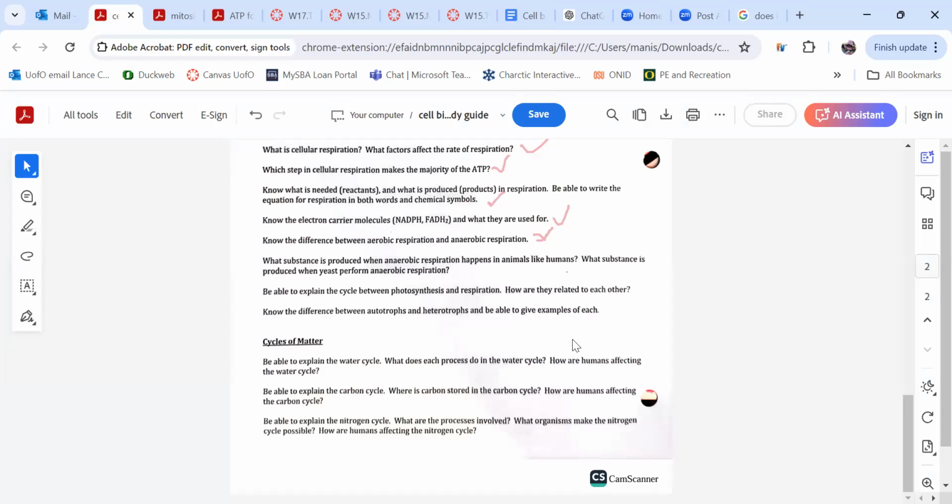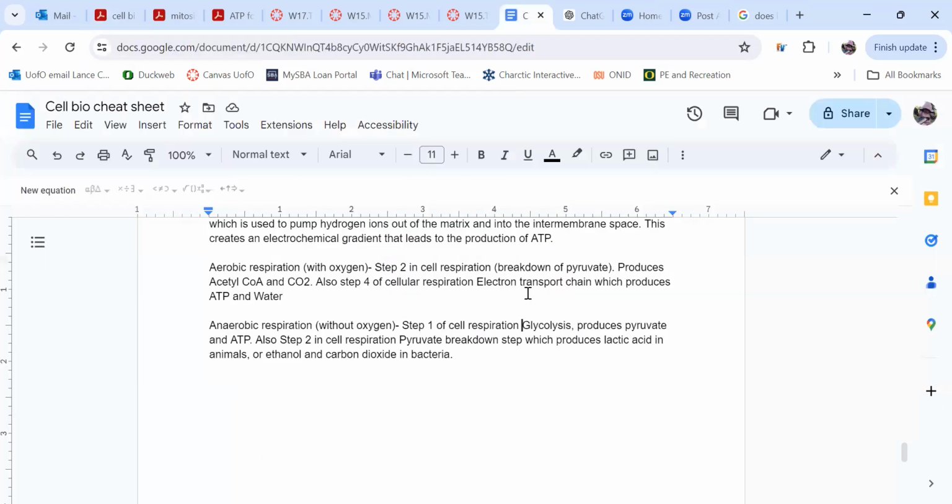What substances are produced when anaerobic respiration happens in animals like humans? What substances are produced when yeast performs anaerobic respiration? Okay, we've already answered that here. I love when you're trying to answer one question and you end up answering three because you go so in depth on the one question. That's great. So in anaerobic respiration, yeast is going to produce ethanol and carbon dioxide. So next to bacteria, we can put yeast.